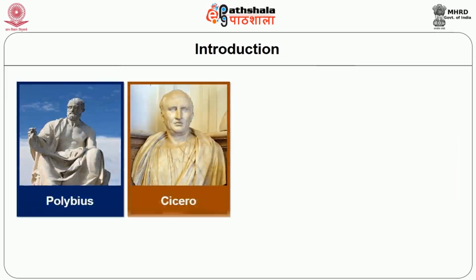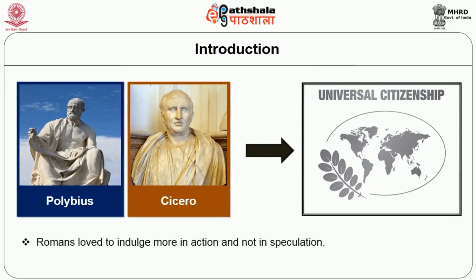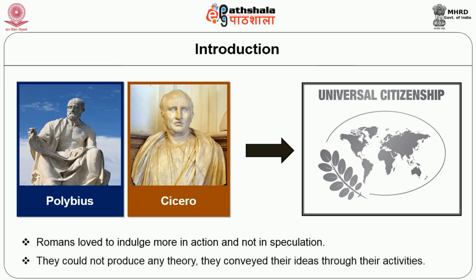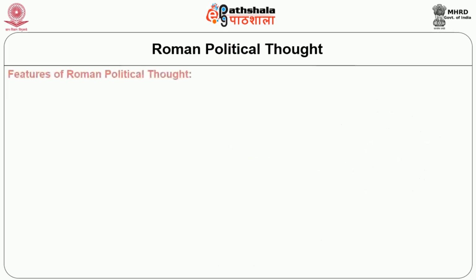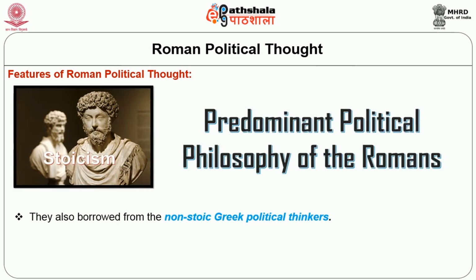The Roman theorists like Polybius, Cicero and others for the first time spoke of universal citizenship. Romans loved to indulge in action more than in speculation. They could not produce any theory, however they conveyed their ideas through their activities. Features of the Roman political thought. Stoicism formed the predominant political theory of the Romans. They also borrowed from the non-Stoic Greek political thinkers.